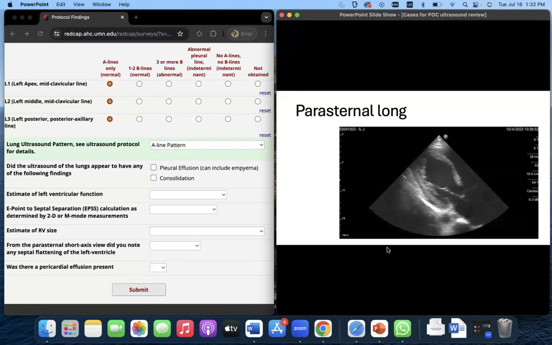We went on, or do you want to start with an estimate of left ventricular function, or do you want to go with something like EPSS? We can do either one.